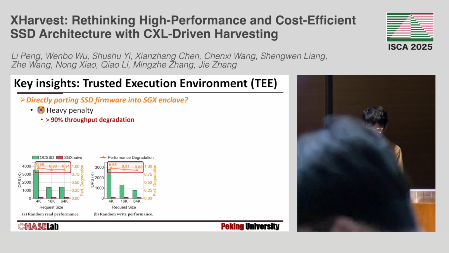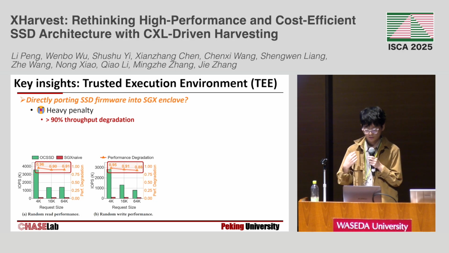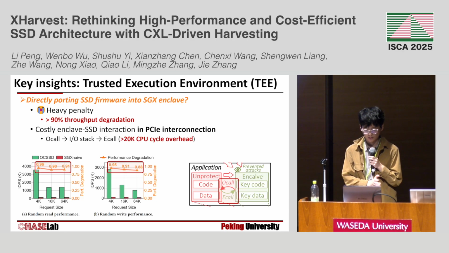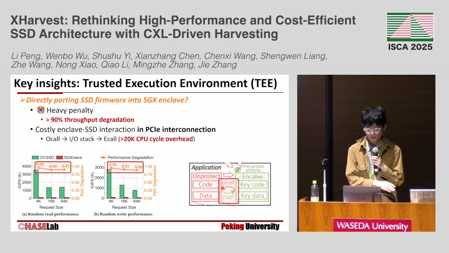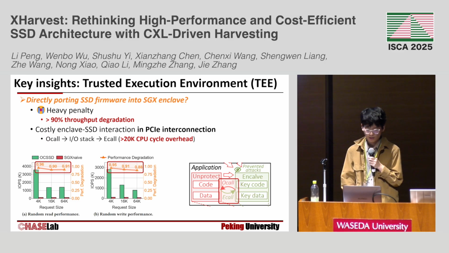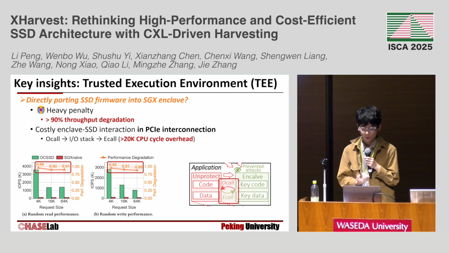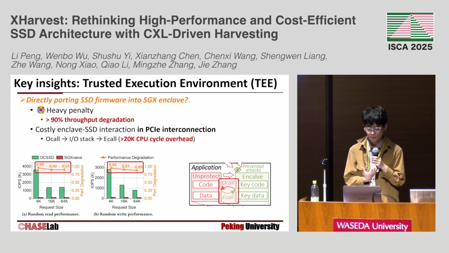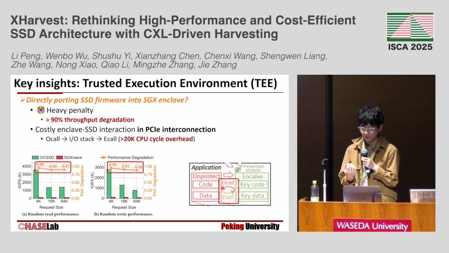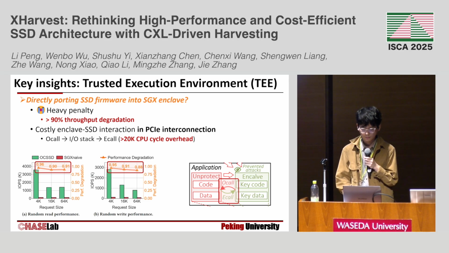The direct porting results in more than 19% degradation in FTL processing throughput. This degradation stems from the costly interaction between the enclave and the SSD. To access the SSD on the traditional PCIe, the enclave first transitions to the untrusted part through a special function called O-call, and then accesses the SSD via the IO stack, and finally returns to the enclave via another function called eCall. Each eCall and O-call incurs more than 20K CPU cycles of overhead.